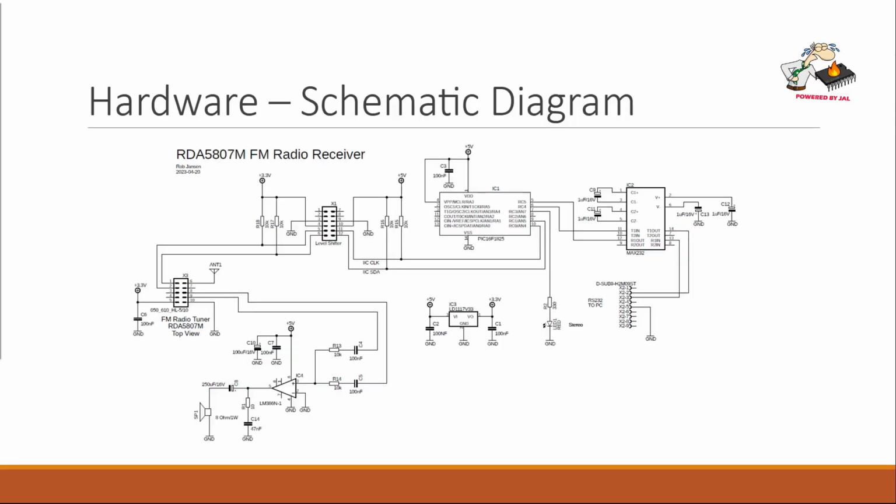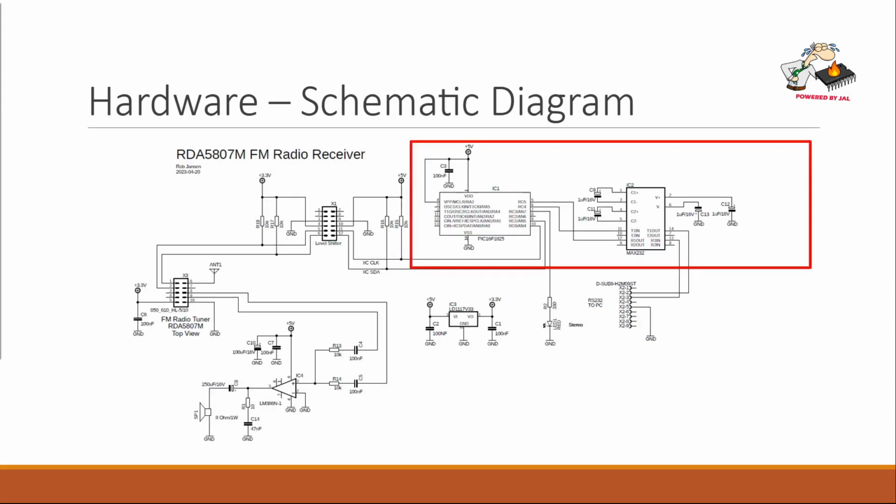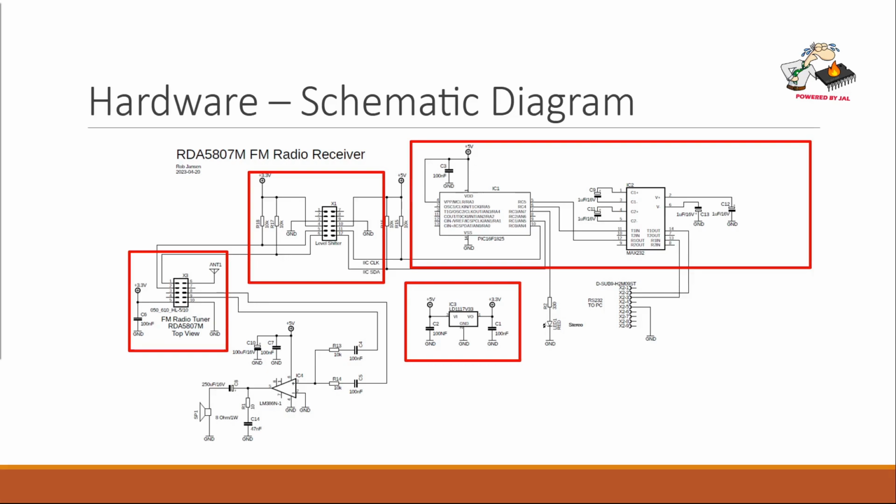I have used the following hardware schematic diagram for this demonstration. We have a PIC microcontroller which is connected to the serial port of a PC using a MAX232. We have a voltage regulator which makes the 3.3 volts for the FM radio tuner. We have the FM radio tuner itself, and since the I2C operates at different levels, we use a level shifter. And the audio is connected to an audio amplifier.